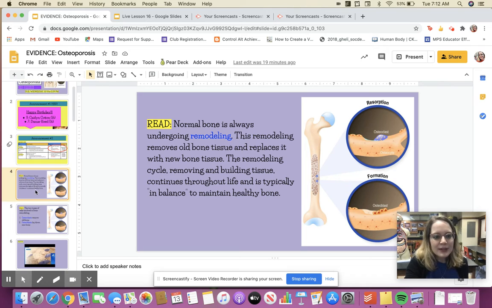All right. So normal bone is always undergoing some remodeling. It removes the old bone, it replaces it with new bone. This is really important to maintain healthy bone. So bone over time, it ages, it gets brittle, it gets weak. Remember, your bone is actually a living organ. It's not just like a dead pile of calcium and phosphorus. It needs to be renewed just like your skin, your liver, your lungs.